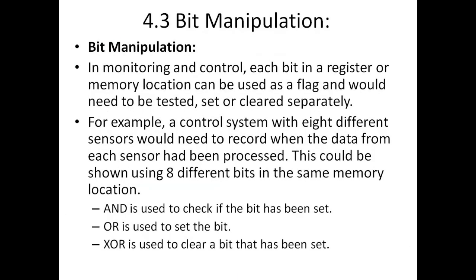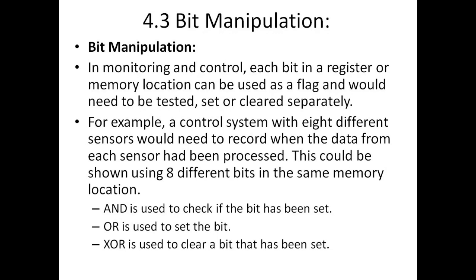Then we have bit manipulation. In monitoring and control systems, each bit in a register or memory location can be used as a flag and would need to be tested, set, or cleared separately. For example, a control system with 8 different sensors would need to record when the data from each sensor had been processed. This could be shown using 8 different bits in the same memory location. All of those 8 bits each would represent a different sensor, so all of those 8 bits would be used as a flag for each of the relevant sensors.